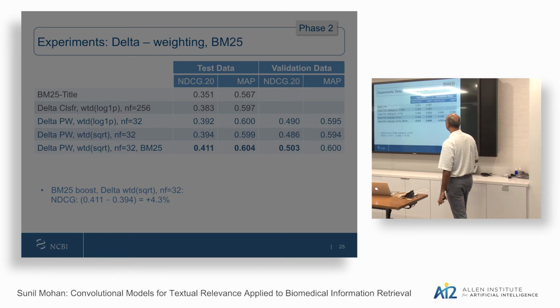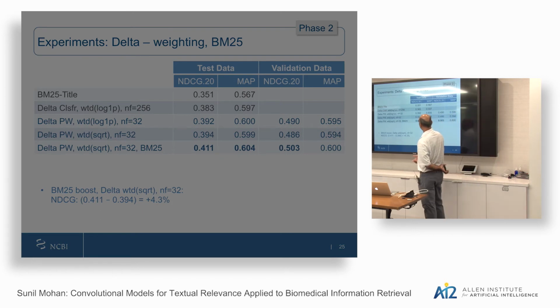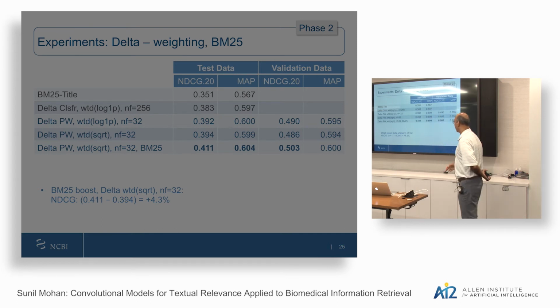The delta model, here things are more interesting again. The pairwise model is performing better than the corresponding classifier model with only 32 convolutional features in this case instead of 256. And definitely adding BM25 helps. Log damping versus square root damping of the relevance levels don't seem to make much difference.